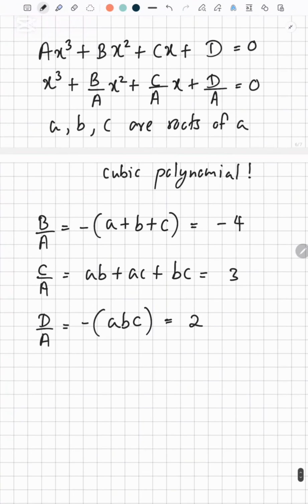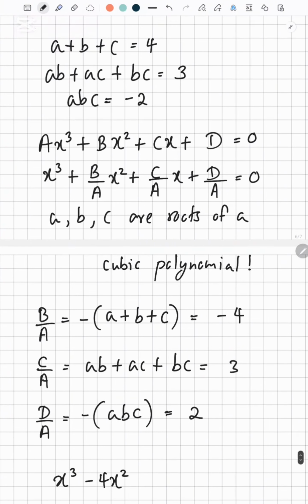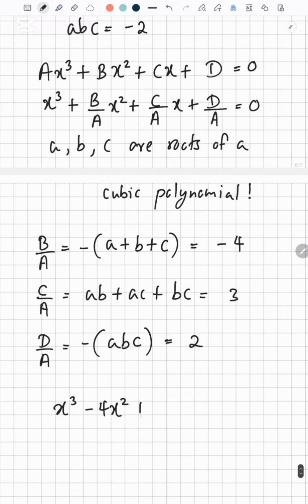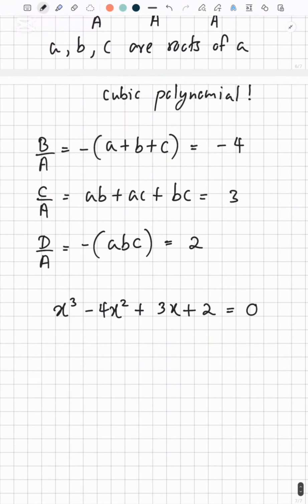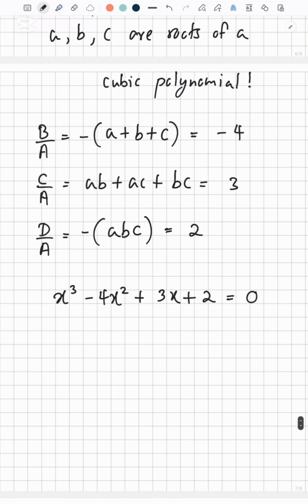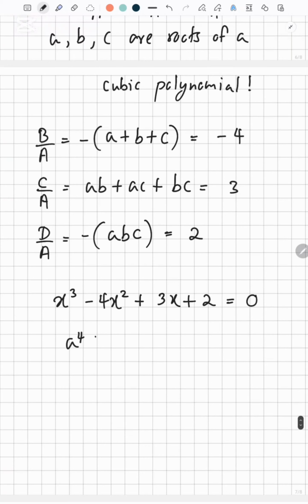So if you put them in your polynomial, it will give you x cubed minus 4x squared plus 3x plus 2 equals 0, right? Okay, so this is your polynomial now, your cubic polynomial. So what you have to find is a to the power 4 plus b to the power 4 plus c to the power 4, right? You need to find what this value is, right?